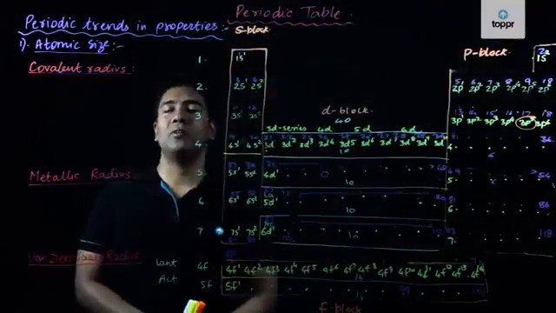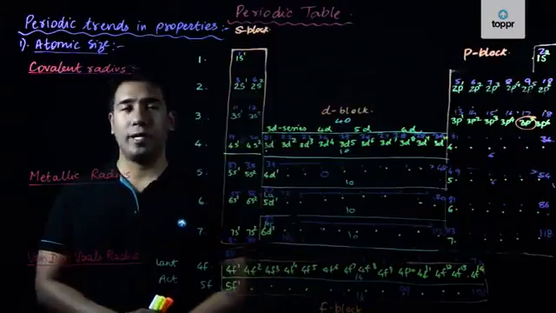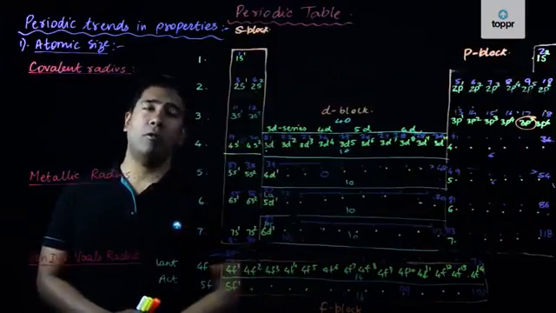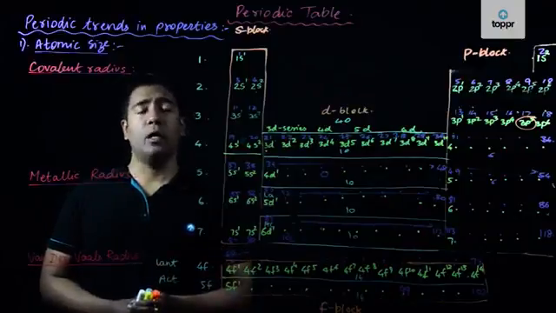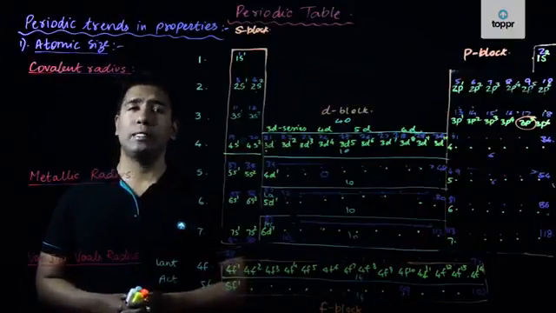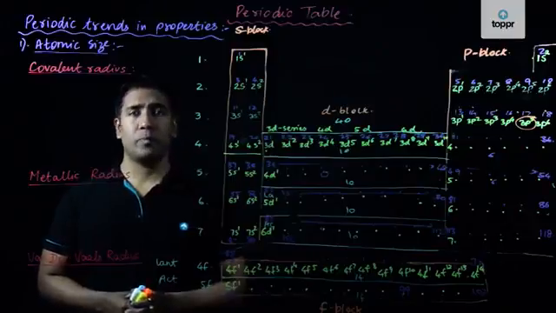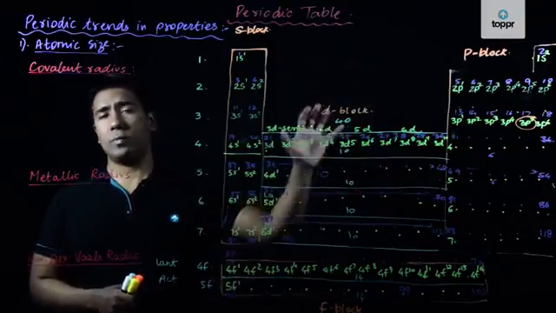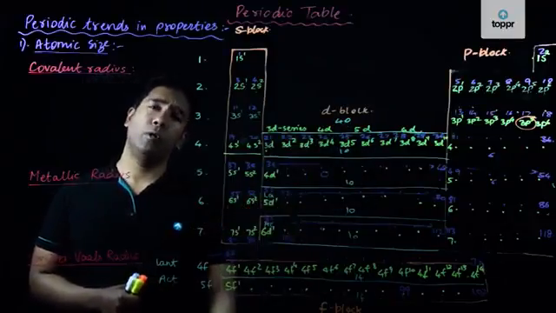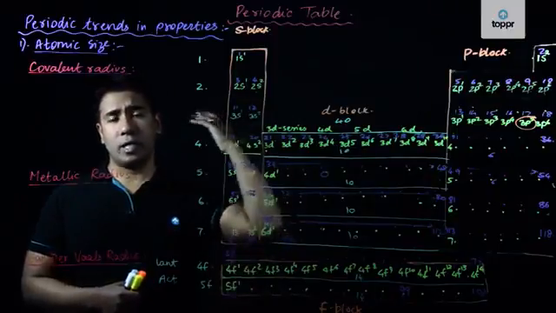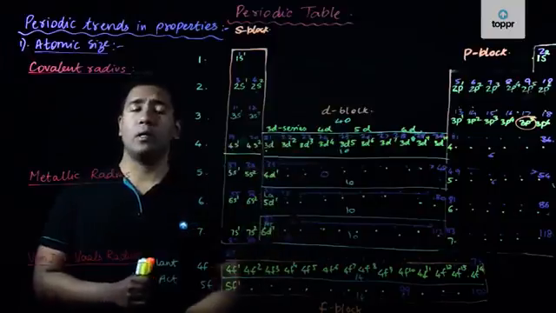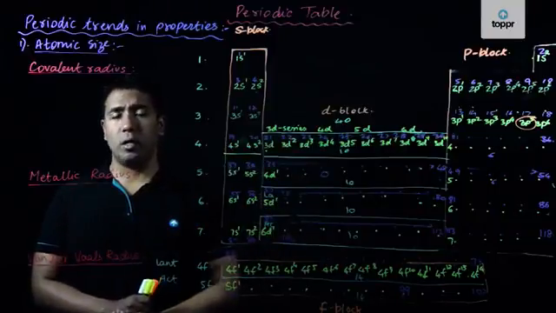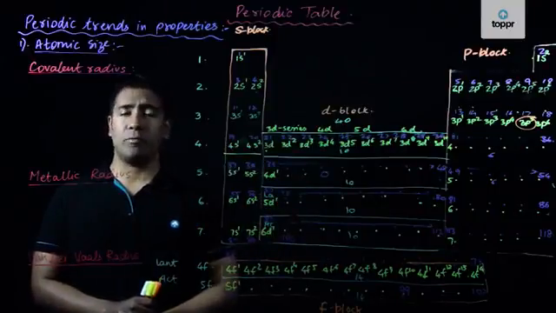Friends, right now we'll be looking at the different periodic trends in properties of the elements of the periodic table. The first property that we'll be looking at is called the atomic radius of all the atoms which are present in the periodic table. We will be looking at the trends, that is, if we go from left to right of the periodic table, what is going to happen to the radius of the various atoms of different elements.